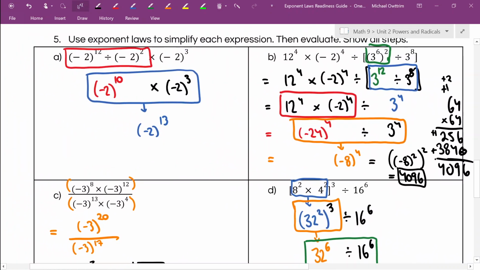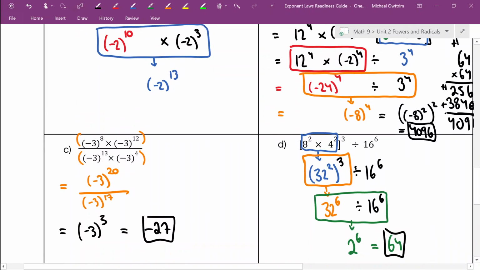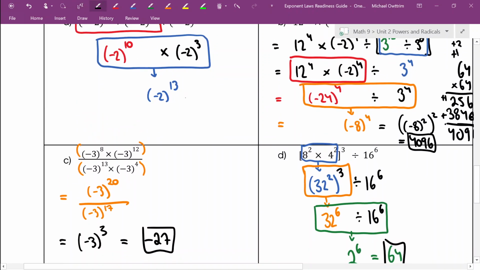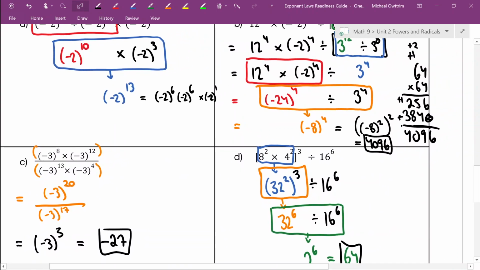If we take a look at our negative 2 to the 13, let's think about some of the powers that we know for this. I do know what negative 2 to the 6 is. That would be 64. So I'm going to break this up into negative 2 to the 6 times negative 2 to the 6. And I need one more for my exponent, so that'll be times another negative 2. And obviously that's to the 1. So let's do our 64 times our 64. Did just figure that out over here. So that's going to be 4096.